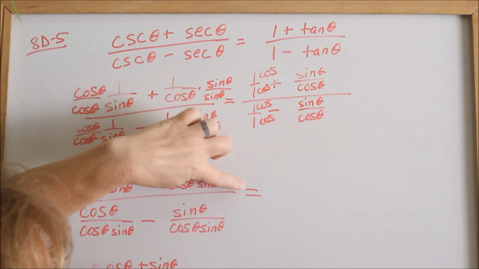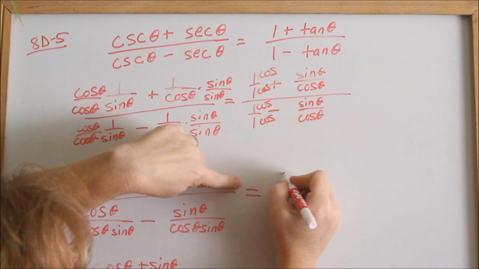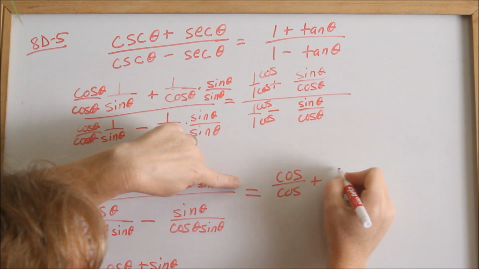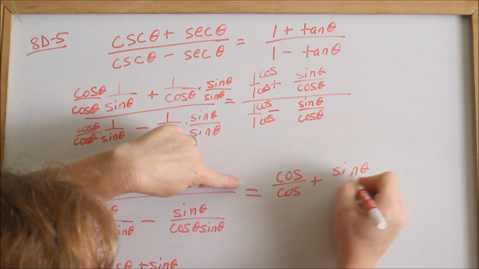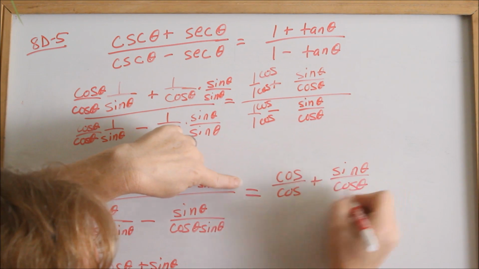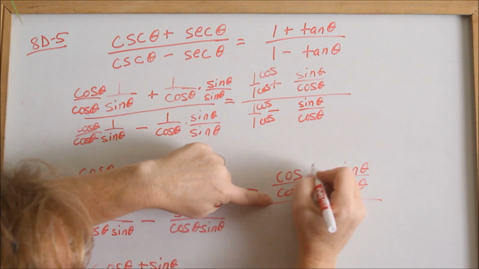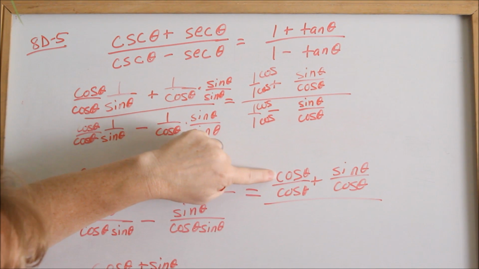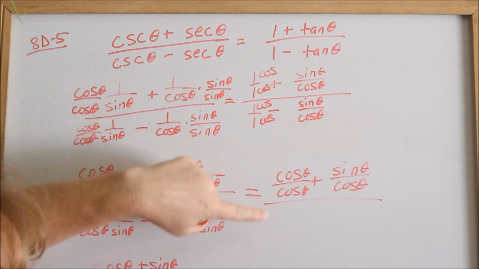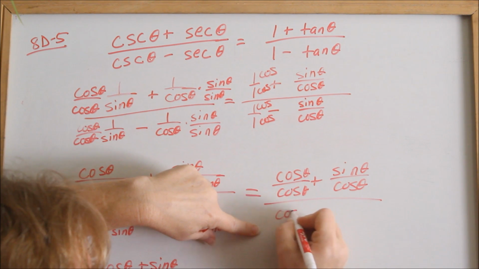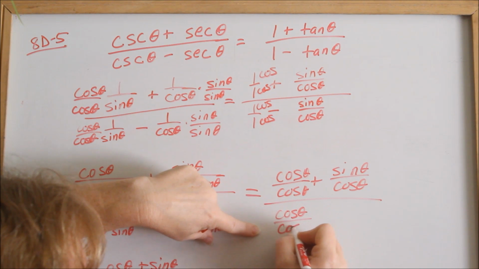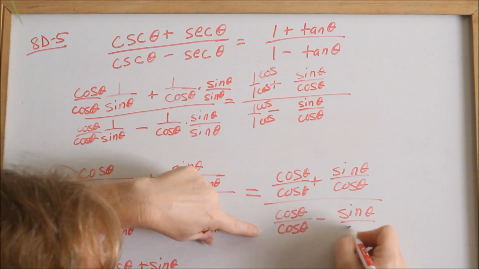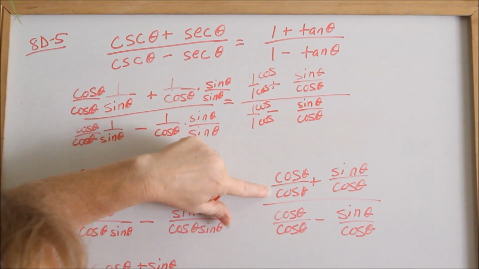Okay, so then down here, my new fractions, basically you had cosine over cosine plus sine theta over cosine theta. This was just my 1. I changed my 1 into cosine over cosine, which makes sense. Anything divided by itself is 1. Okay, in the bottom, when I made common denominator, I had cosine over cosine minus sine theta over cosine theta. Okay, now let's go back to the top.